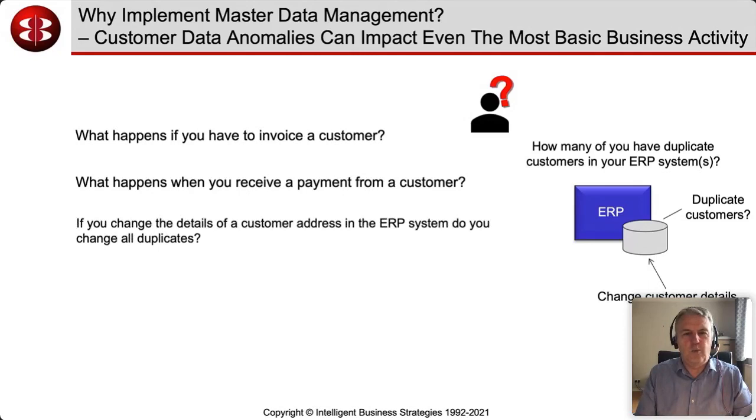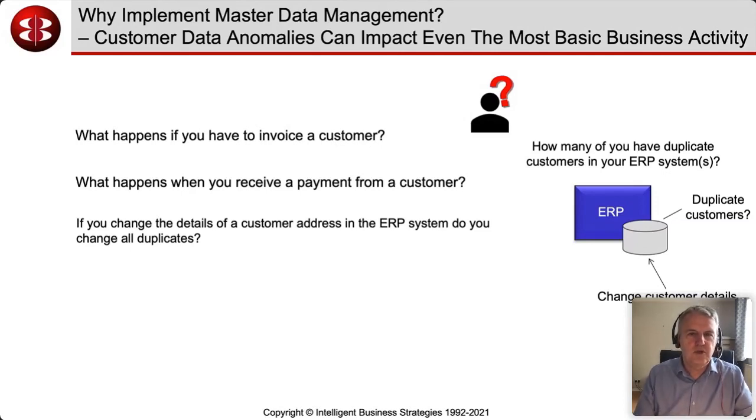And what happens if customer details have changed? Maybe the customer contacts you and says, well, actually the address on this invoice isn't exactly right. Could you change it? So what do you do then? Do you update one of those duplicate records? Do you update some of them or all of them?